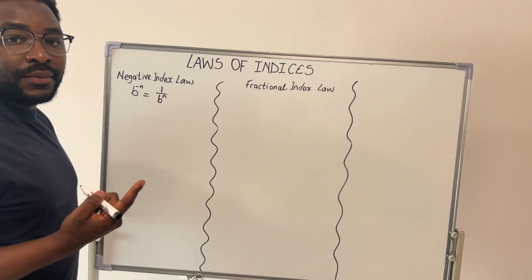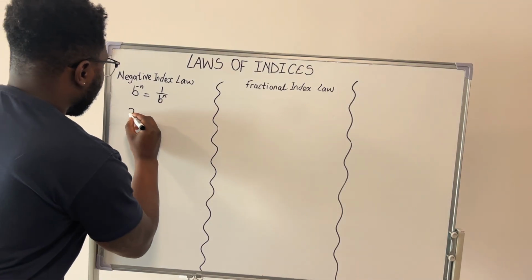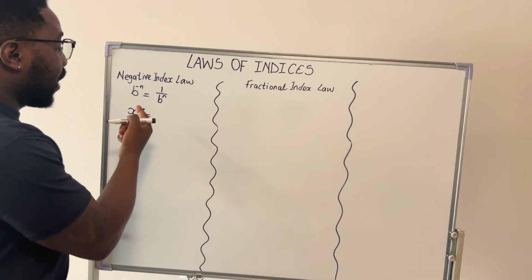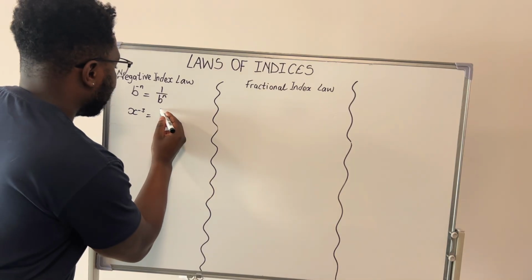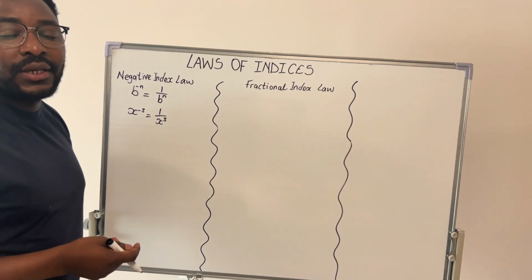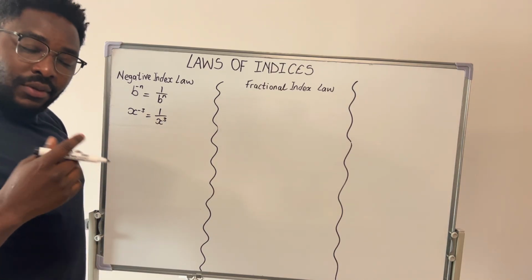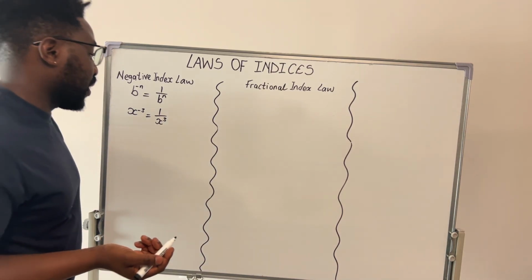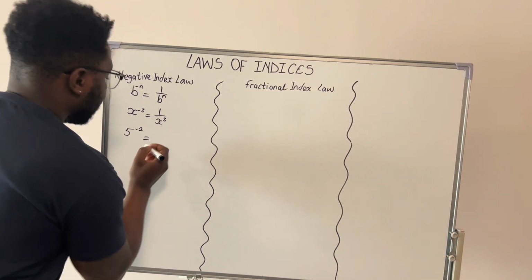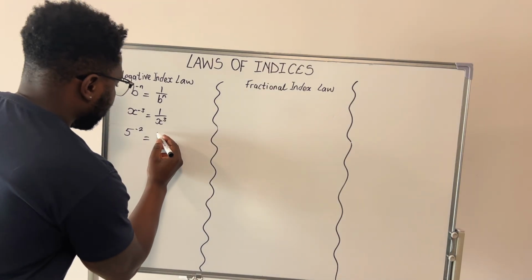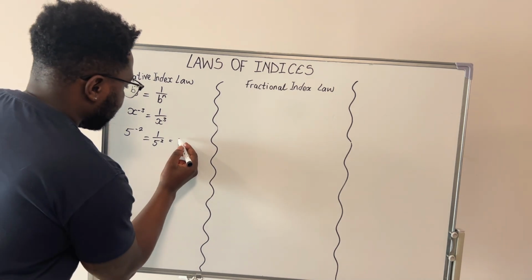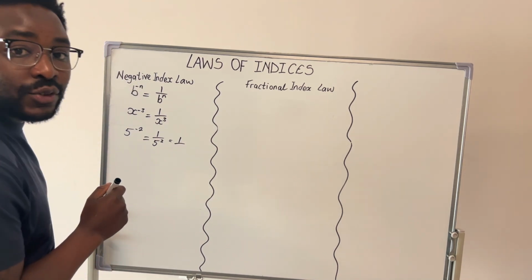Let's try an example. Say we have x raised to -3. We take its reciprocal, so we will have 1 over x raised to 3. Let's take another example involving numbers. Say we have 5 raised to the power -2. First, let's take its reciprocal, which is 1 over 5 to the power 2. What's 5 squared? That's 25.